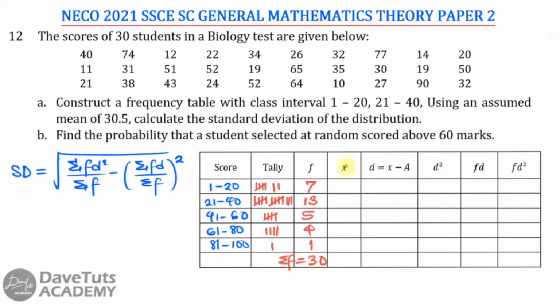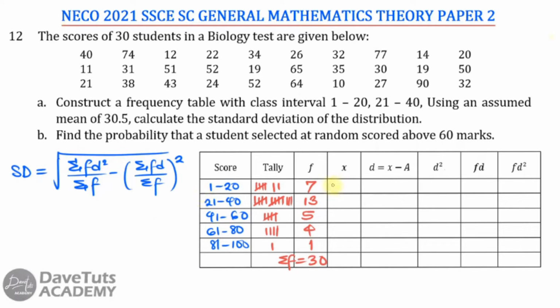Now I want to get the mid value for this particular score. That's going to be the computation for X. So if you want to get that mid value, you can just look at the class interval 1 to 20 and find the average. 1 plus 20 over 2, that will be 21 over 2, and that will be 10.5. And then sequentially, you're just going to have an increment of the class size, which looks like 20. So the next one will be 30.5 and so on.